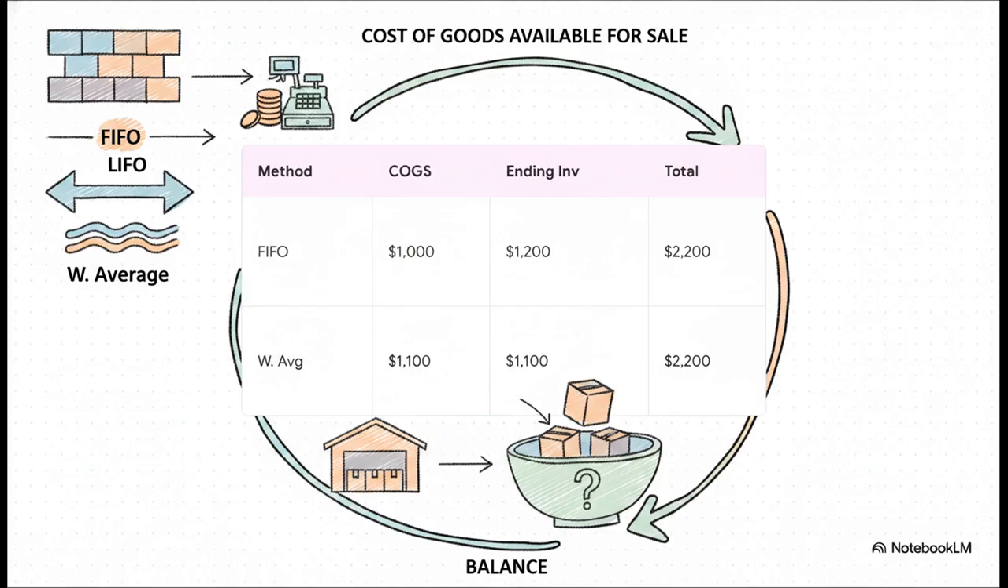Now, LIFO can provide a massive tax advantage during times of high inflation because it matches newer, higher costs against current revenue, lowering taxable income. And while US GAAP allows LIFO, it's definitely worth noting that international standards under IFRS actually ban it outright. Finally, there's weighted average, which just smoothly blends all costs together. But here's the underlying brilliance of the accounting math. Regardless of whether you choose FIFO, LIFO, or weighted average, the math must always balance. Your cost of goods sold plus your ending inventory will always perfectly equal your total cost of goods available for sale. It is a completely closed loop.